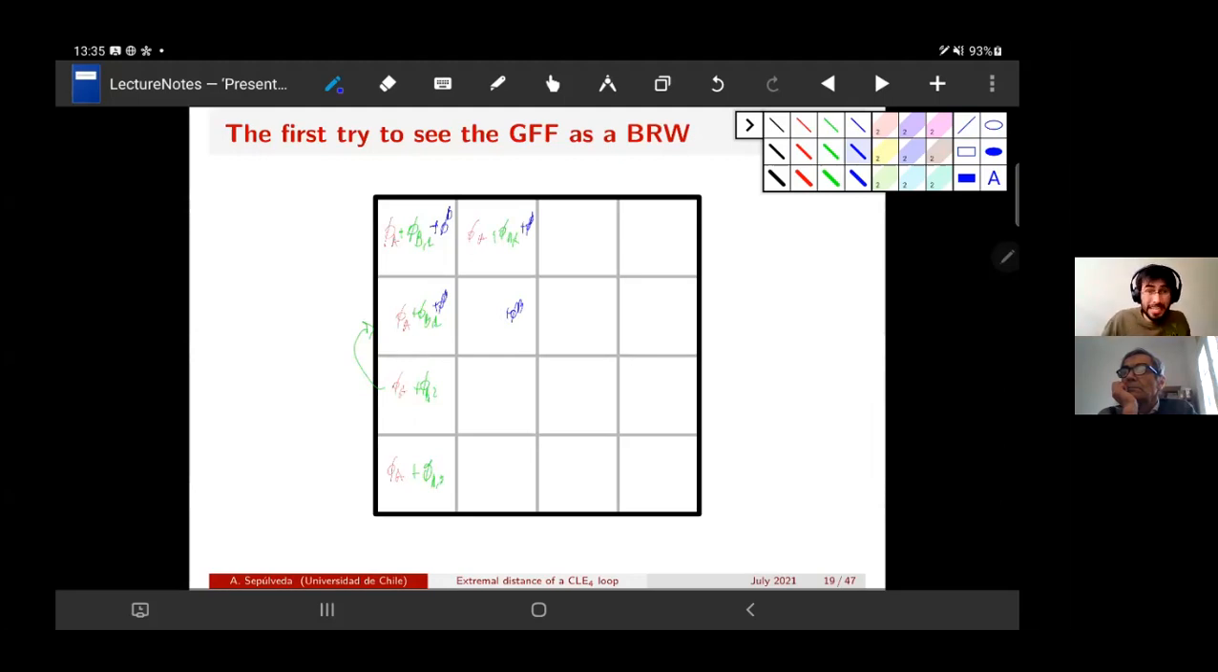However, this is not exactly a branching random walk. So if one wants to work with this, it is hard. One has to think about it. One has to think about what these harmonic functions are doing, and that they are not homogeneous. They are not homogeneous everywhere on the square, so one has to be careful.